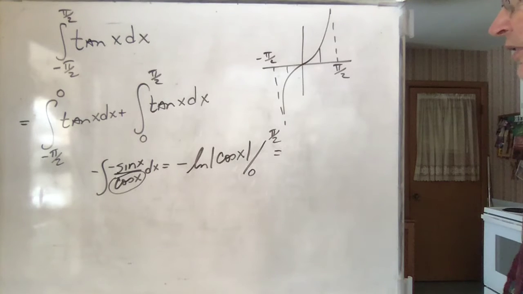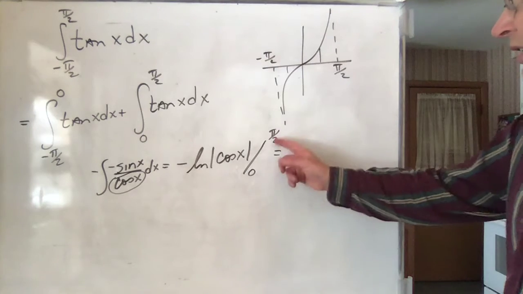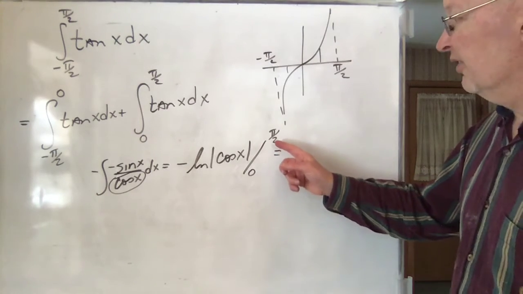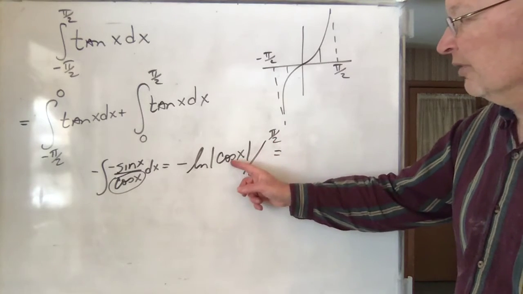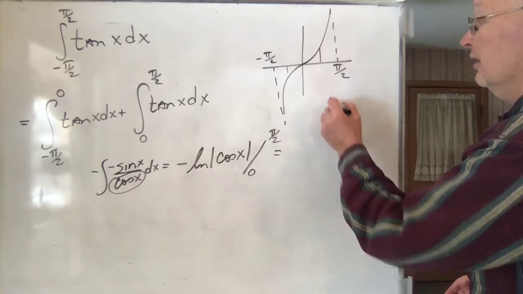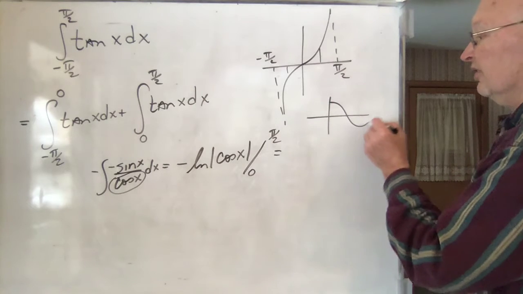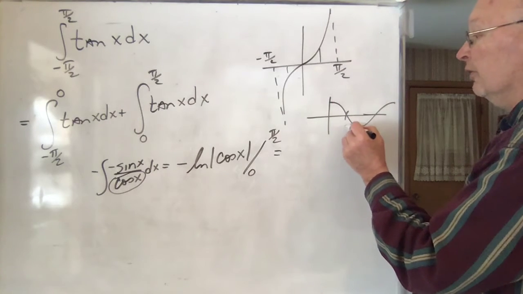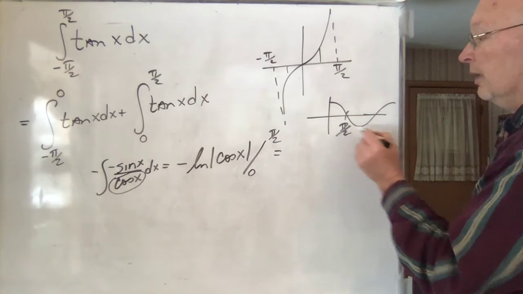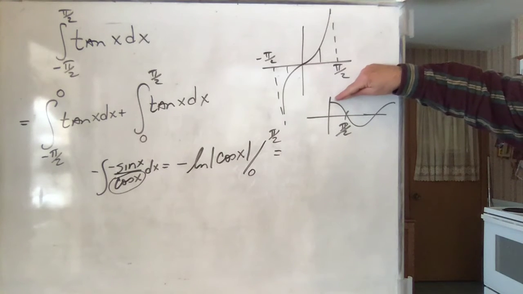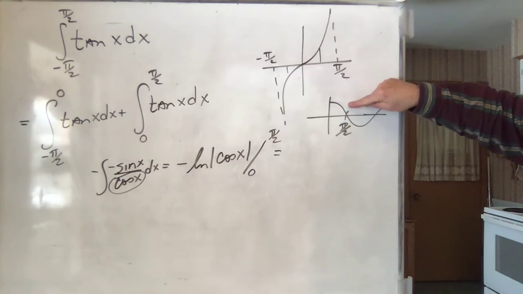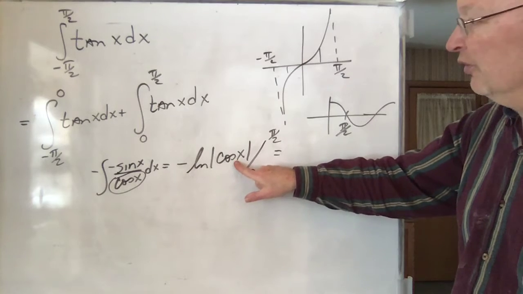So what happens as x hits those two things? Let's see. At pi over 2, what happens? The cosine, see how important it is to know what all your trig functions are? Here's pi over 2 right there. As you approach pi over 2, the cosine approaches 0. So this thing right here approaches 0.